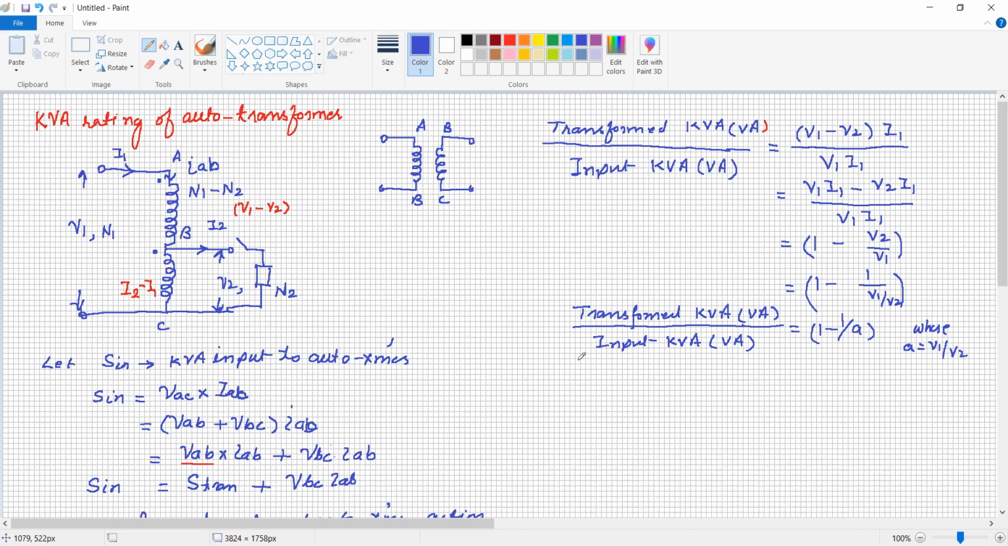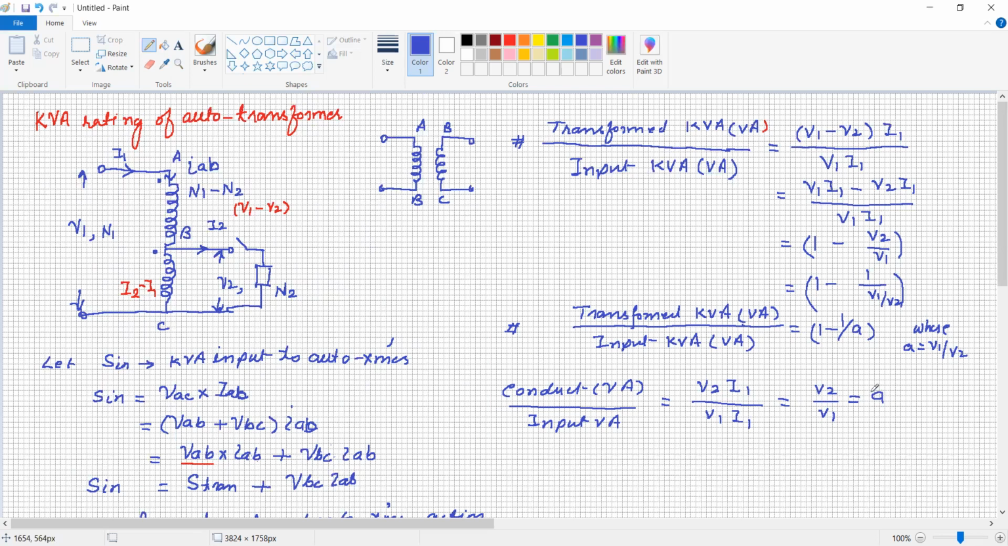Okay, we can write the second ratio as conduction VA divided by input VA, which is equal to conduction VA, VBC. This is V2 into current I1 divided by V1 I1. So it is simply V2 upon V1, and V2 upon V1 is nothing but simply A.